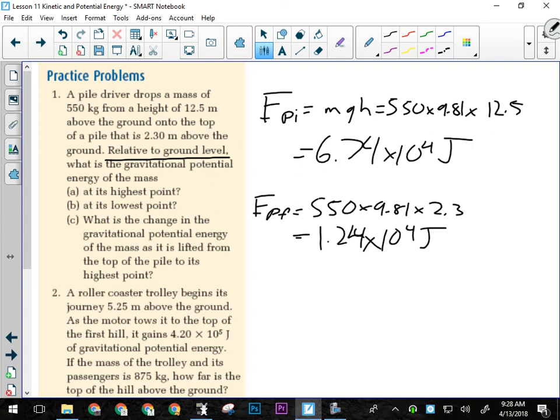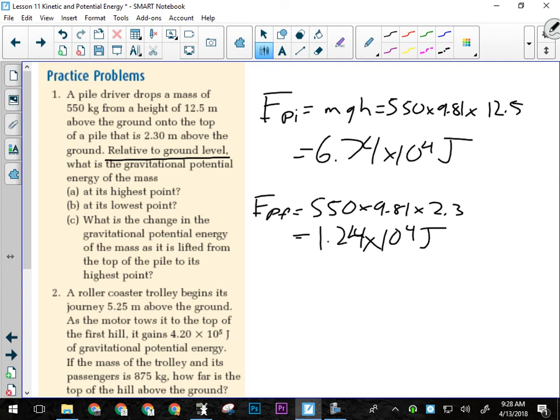It's turning into kinetic. What is that kinetic going to do when it hits the piling? If I have energy, I can do work. Yeah, it's going to do work. It's going to drive the piling into the ground, against the force of friction, the resistance of the earth as it drives it into the ground.